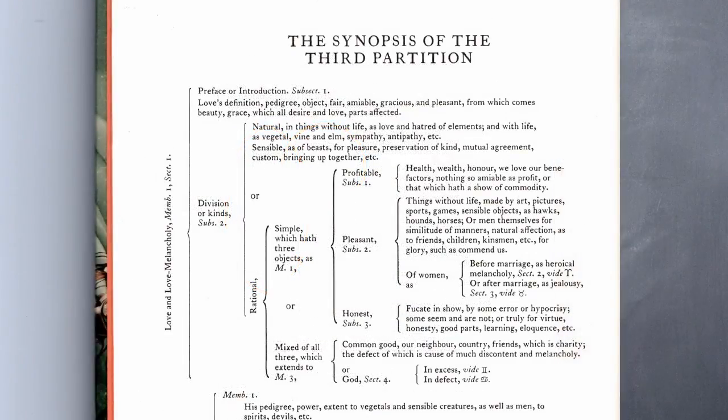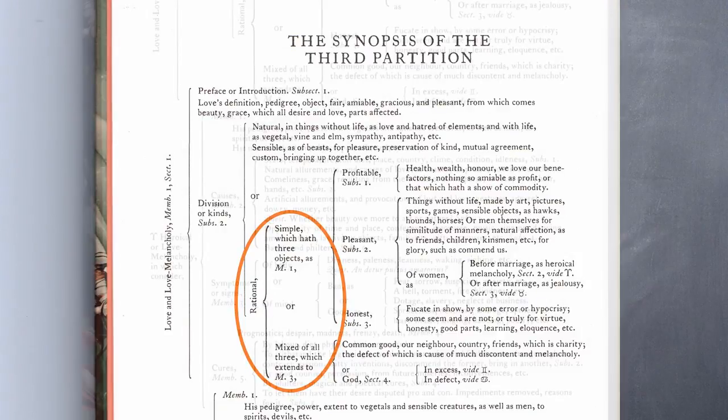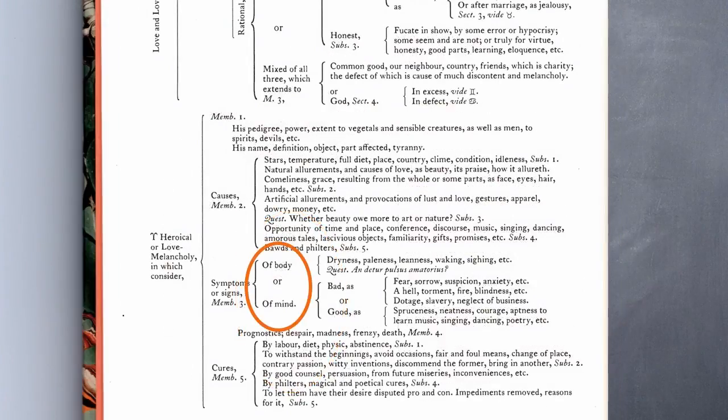Synopsis of the third partition. Again, simple versus mixed. You see, simple, which has three objects, mixed of all three. So simple versus mixed, or simple versus compound again. Next, body or mind. It shows up again. Again and again. This shows you how this author, and this is a brilliant book, once he has recognized this is a wonderful duality that really has worked for him in a previous section, so why not use it again in this section? Brilliant.